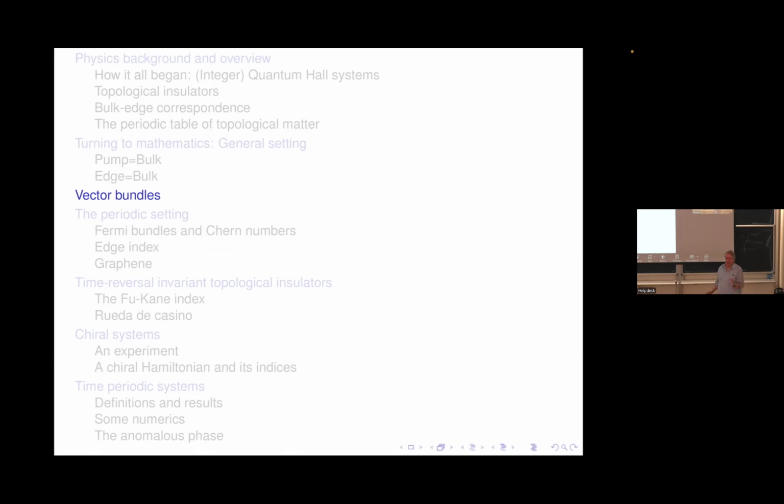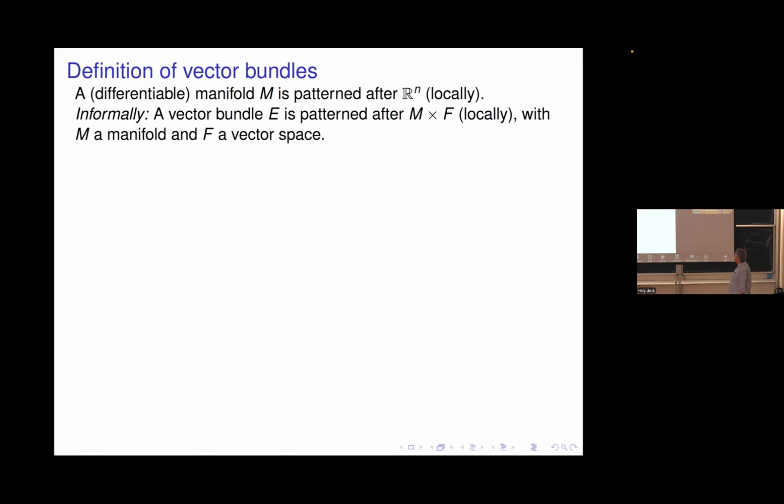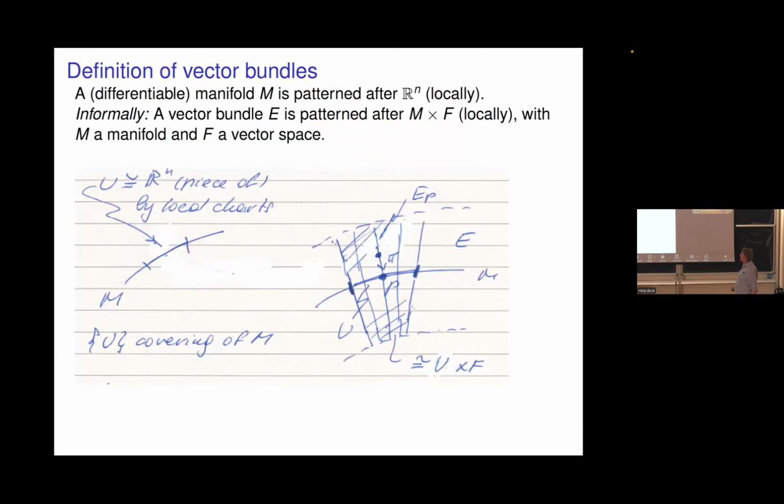So I try to go a little bit fast, but you're most welcome to slow me down. So at first, you have the notion of a differential manifold. Locally, they should be known. And informally, a vector bundle is then patterned after a Cartesian product, manifold M times some vector space. So M manifold and vector space, and this is something that is true locally, just as R^n is only true locally.